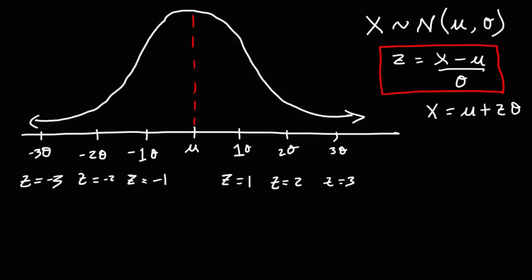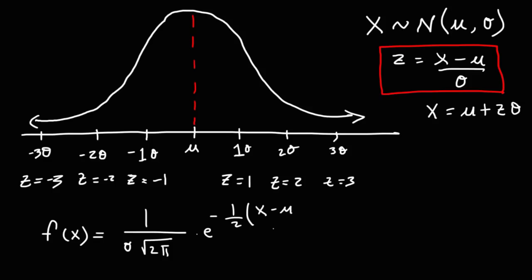The probability density function for a normal distribution is this function here. F of x is equal to 1 divided by the standard deviation times the square root of 2 pi times e raised to the negative 1/2 times x minus the mean divided by the standard deviation squared. And keep in mind, e is a number. It's approximately 2.718 something. Yeah, this continues.